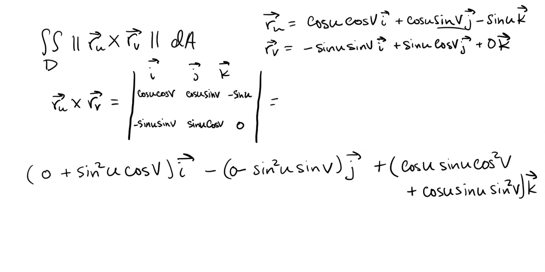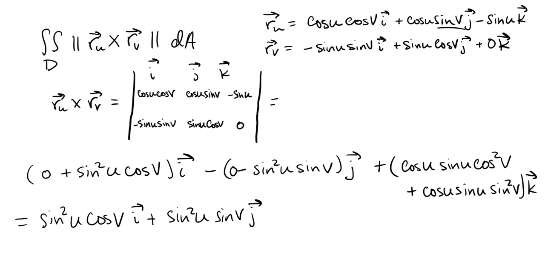So then if we take a look at just cleaning this up, we've got sine squared u cosine v i minus a negative, so plus sine squared u sine v j. And then notice in the k's that we have a cosine squared v plus a sine squared v, and we have the same coefficient on both of them, cosine u sine u. So we're just going to be left with that cosine u sine u. We could think about factoring it out, and then cosine squared v plus sine squared v is 1.